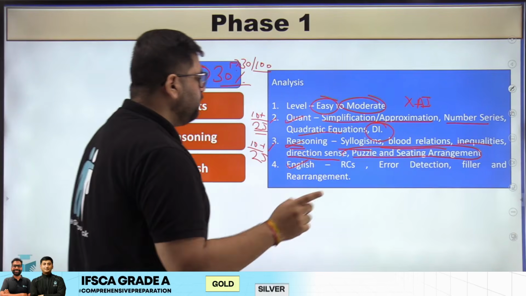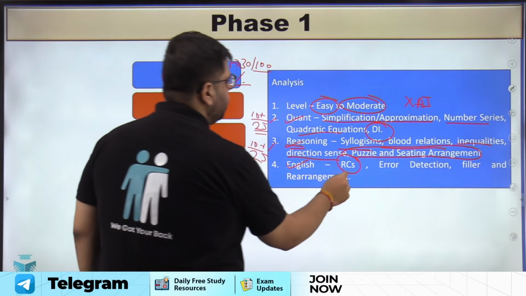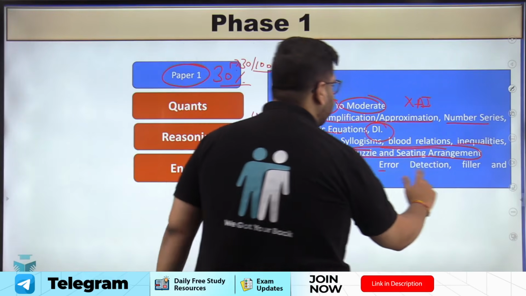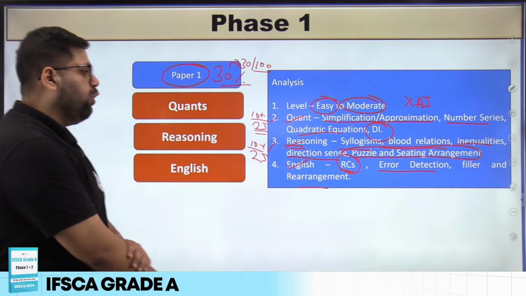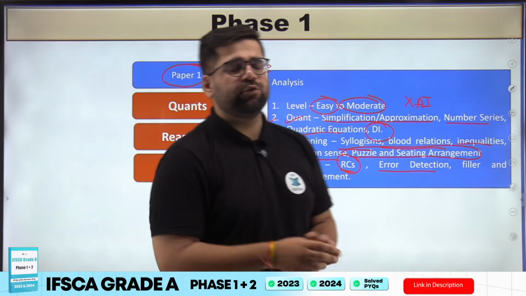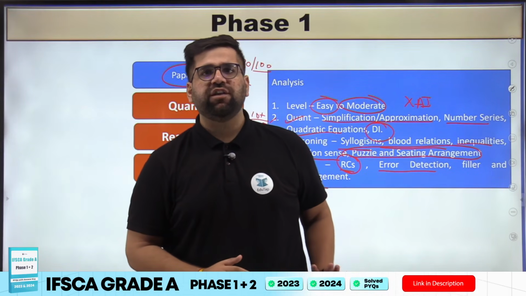When it comes to English, RC, which is your reading comprehension, will be the most important one. Then you have error detection, fillers and rearrangement. So if I see overall for quant, reasoning and English, I don't think any student should face a problem here, until and unless you are too low in the preparation of quant, reasoning and English.